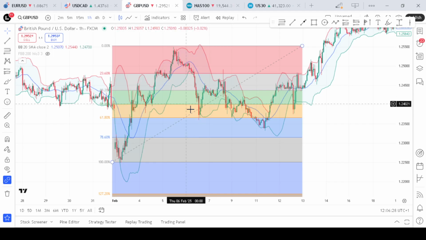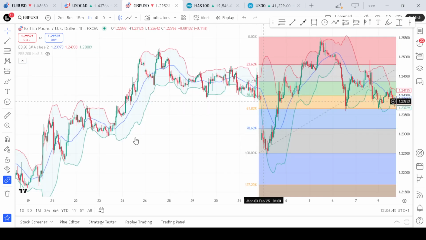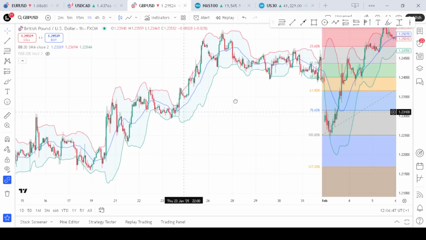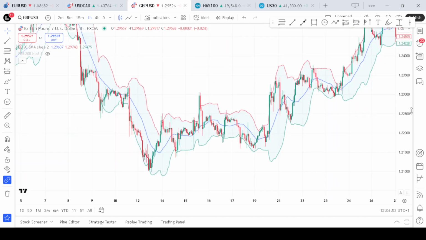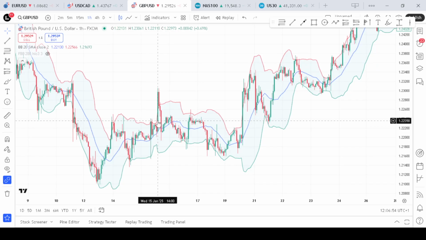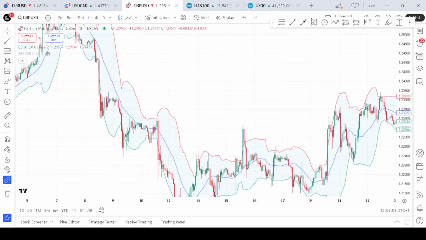As you can see, if we had bought here, we would have ridden this wave to the upside. If we had bought at this area too, we could have ridden this trend to the upside. Conversely, in a downtrend, selling opportunities arise when price touches the upper Bollinger Band and the Fibonacci levels.